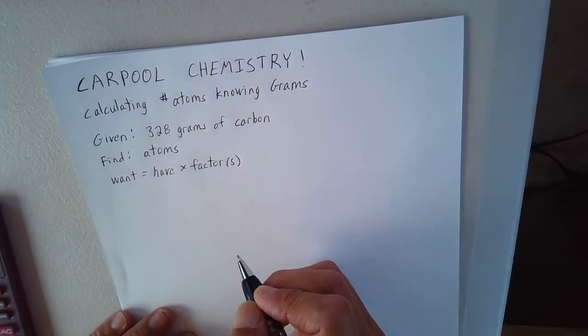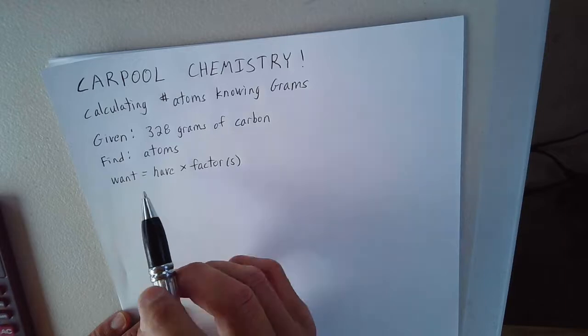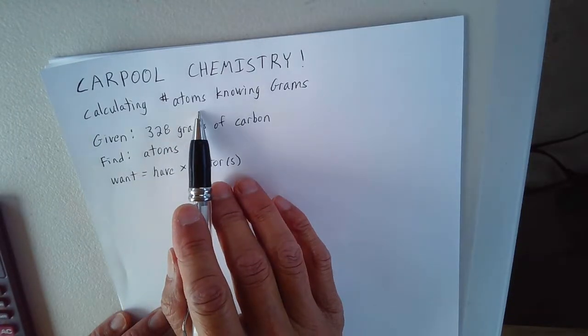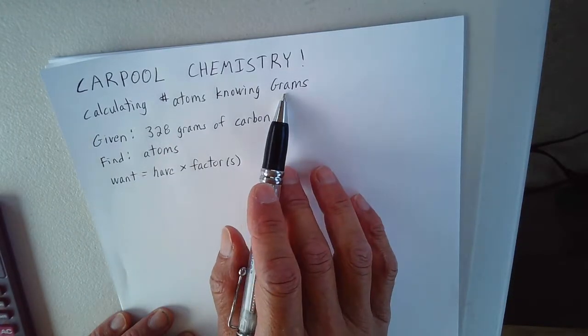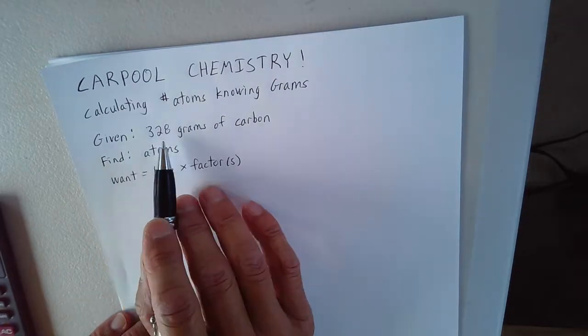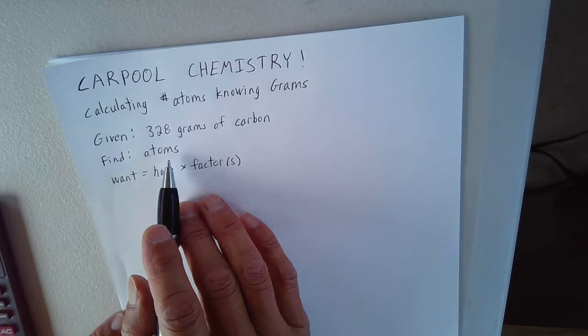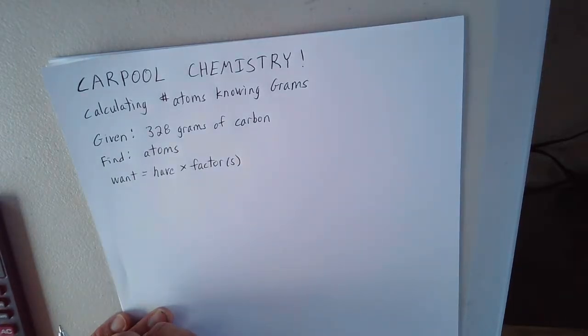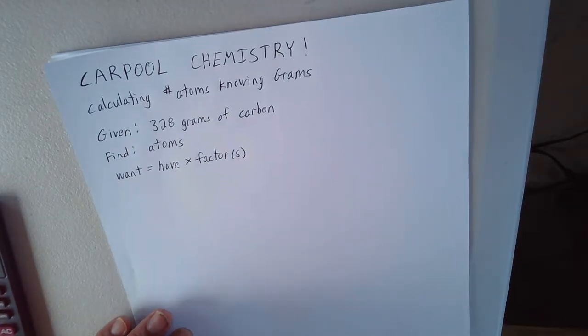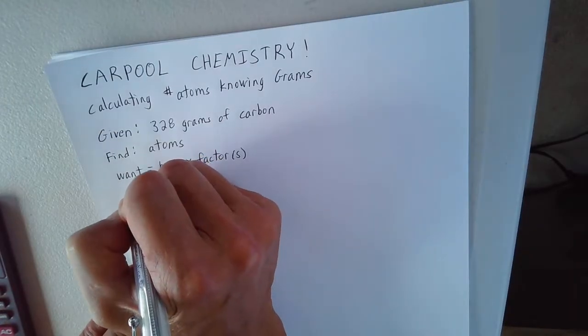Carpool chemistry. Today, we're going to learn how to calculate the number of atoms of carbon, knowing the number of grams of carbon. So let's say we're given 328 grams of carbon. Find the number of atoms. We know that it's going to be a large number of atoms, but how many exactly? Well, let's take a look.